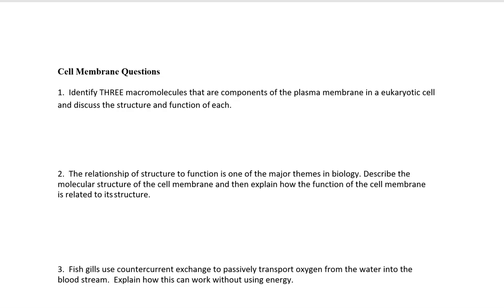All right, so the cell membrane questions. Number 1, identify 3 macromolecules that are components of the plasma membrane in a eukaryotic cell and discuss the structure and function of each. Many of your answers were pretty thin, pretty skimpy on the info. So let's talk about some macromolecules. The most common option that you would pick would be either a lipid or a phospholipid.